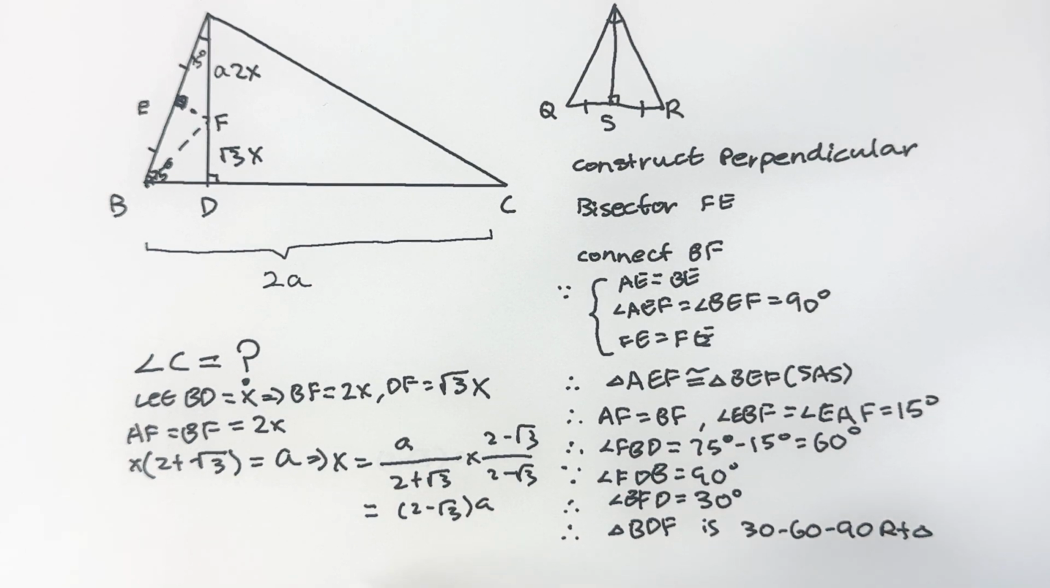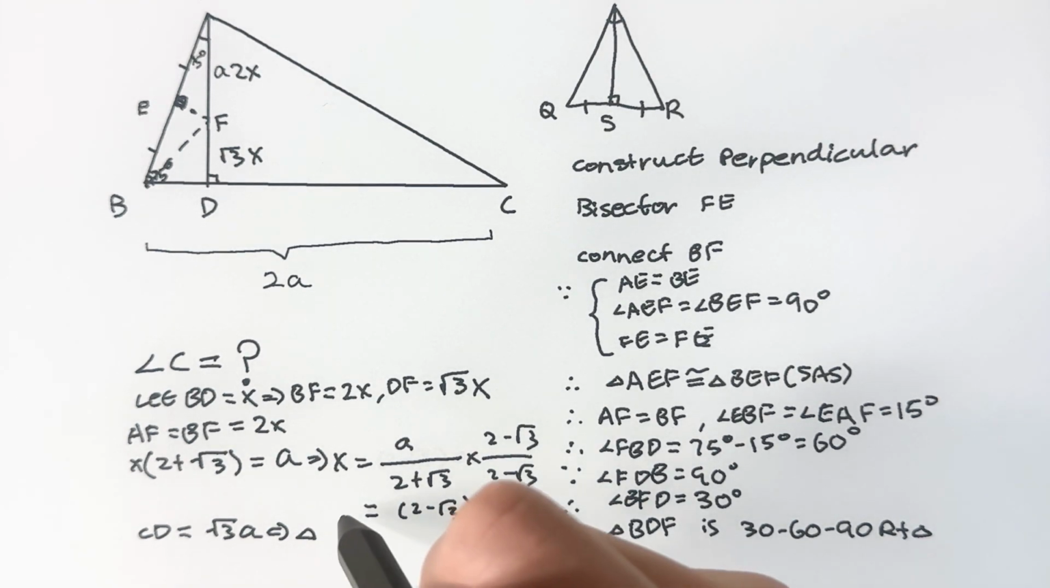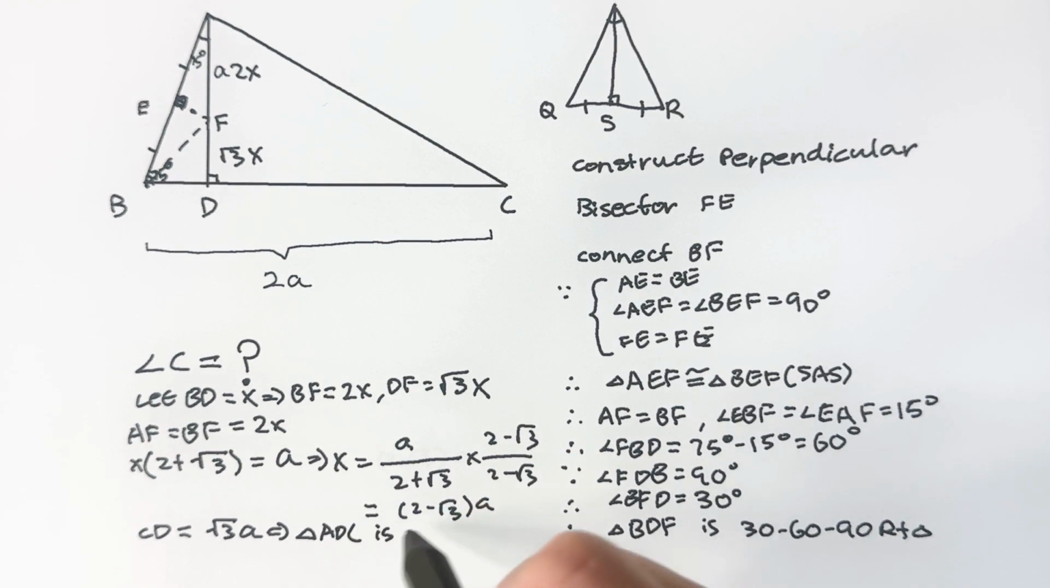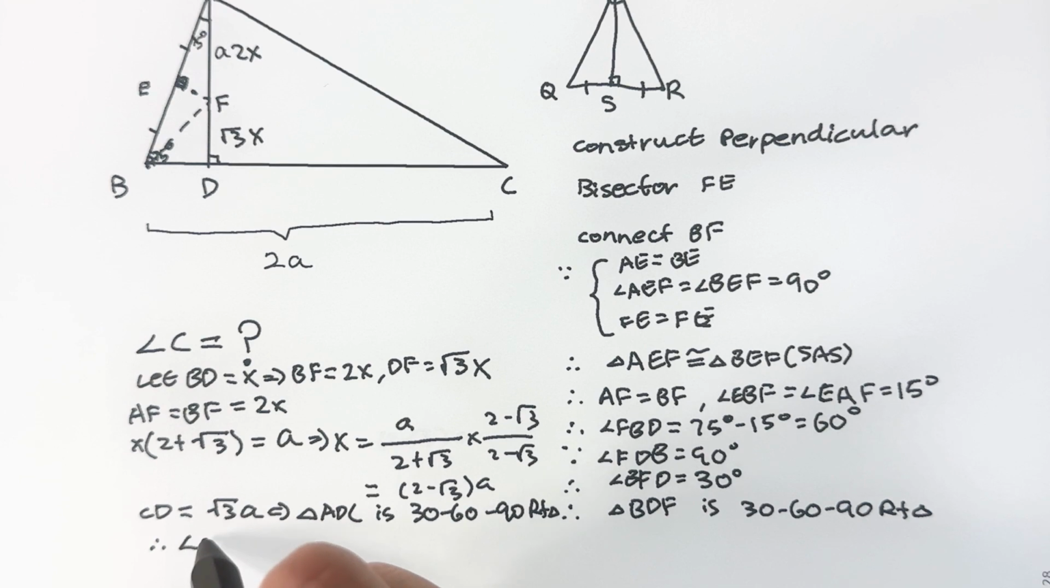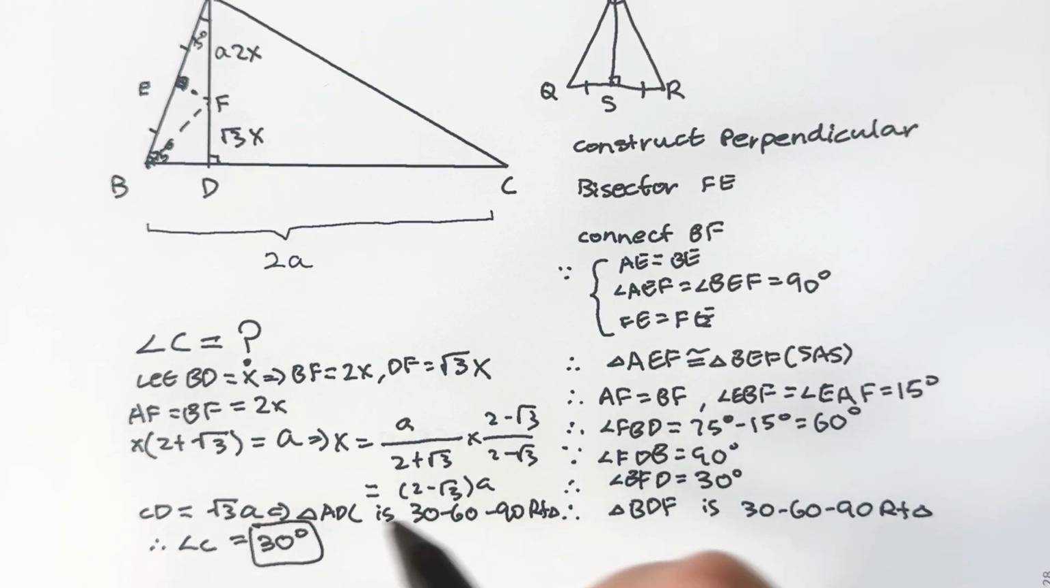But now that we know BD, we can get that CD equals 2a minus (2 minus square root 3)a. So CD equals square root 3 a. And then we notice that since AD equals a and CD equals square root 3 a, this satisfies the ratios in a 30, 60, 90 right triangle. So triangle ADC is a 30, 60, 90 right triangle. So angle C equals 30 degrees. That is how you solve this problem.